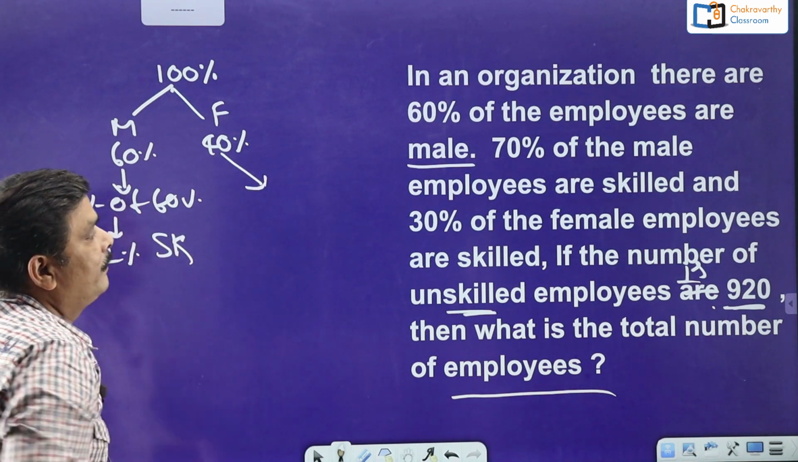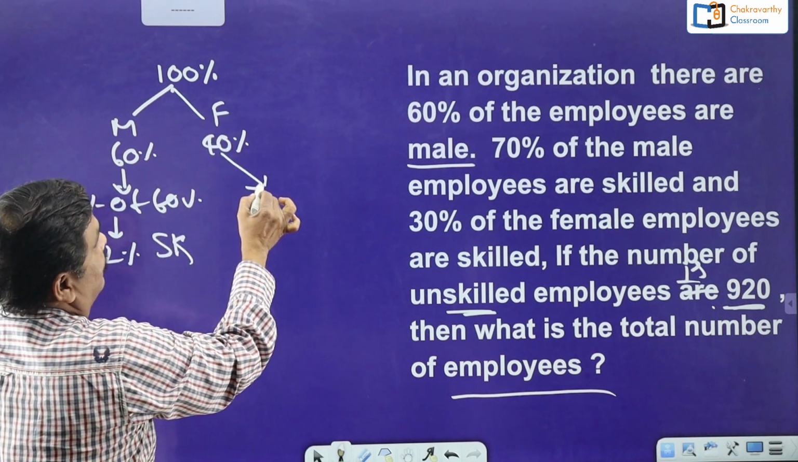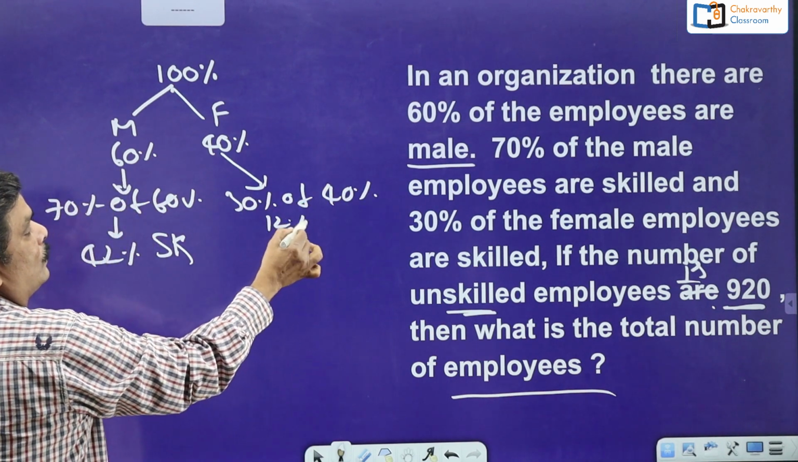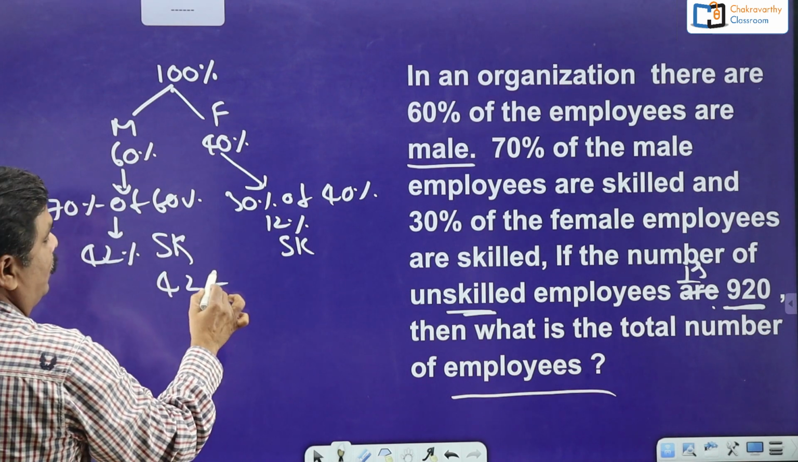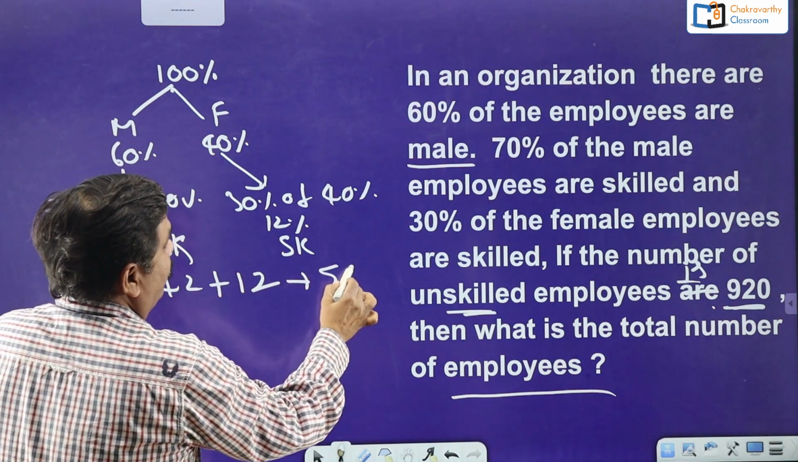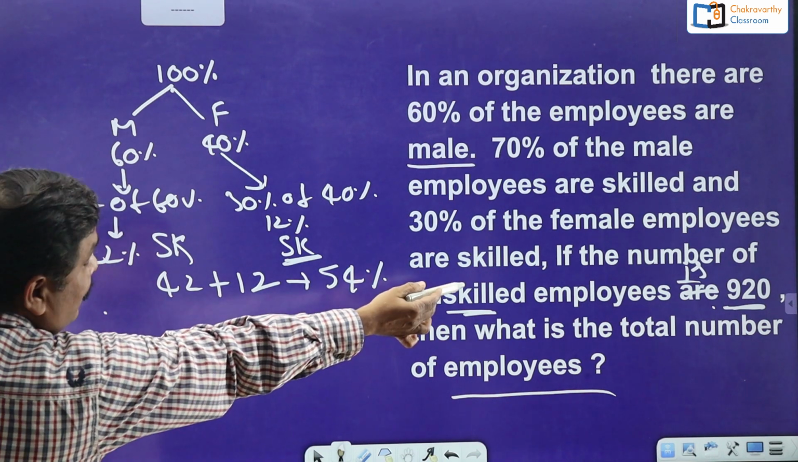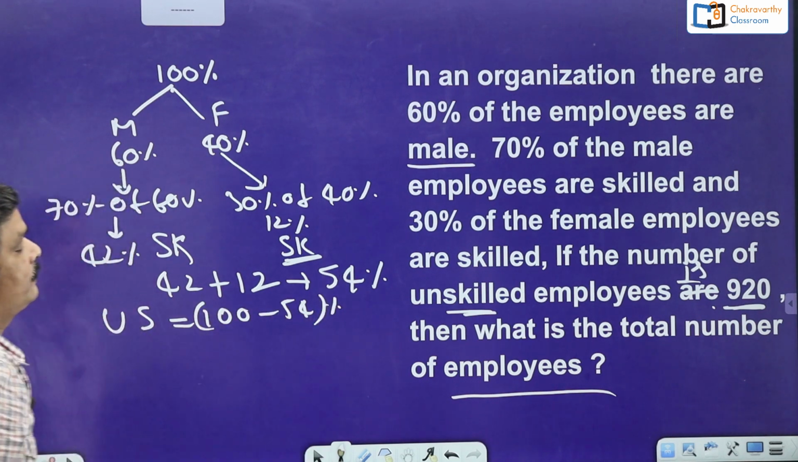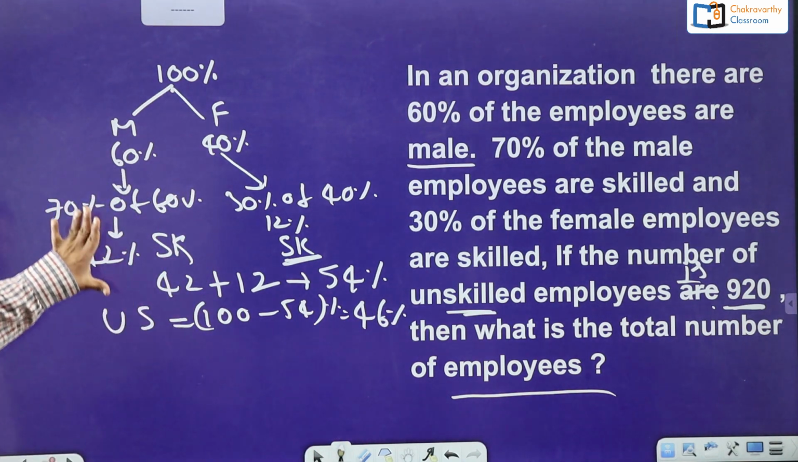As far as females are concerned, they have given that 30% of the female employees are skilled. So 30% of 40%, that is 12%. Now, students, the total skilled employees, male and female together, is 42 plus 12, which is 54%. So 54% are skilled employees. Unskilled employees is 100% minus 54%, that is 46%, isn't it? So this is 46.